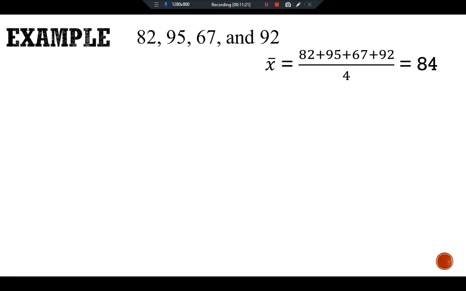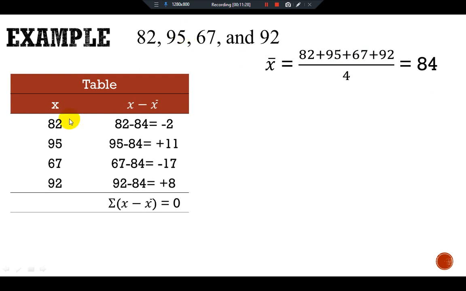So the deviation of the 4 scores from the mean can be calculated as x minus x bar, and we can get the deviations like that: minus 2, plus 11, minus 17, plus 8, and we have the sum equal to 0.